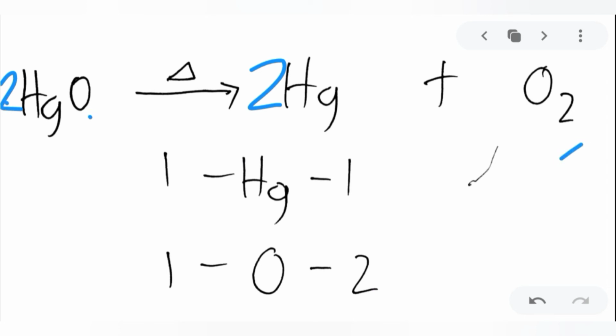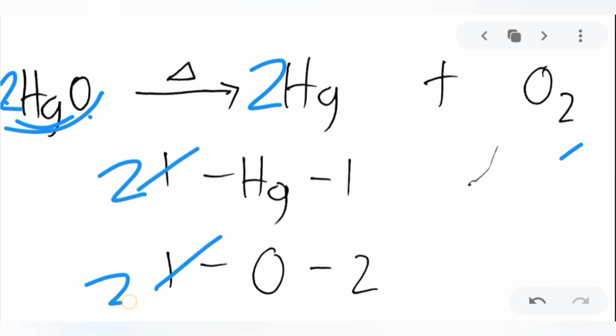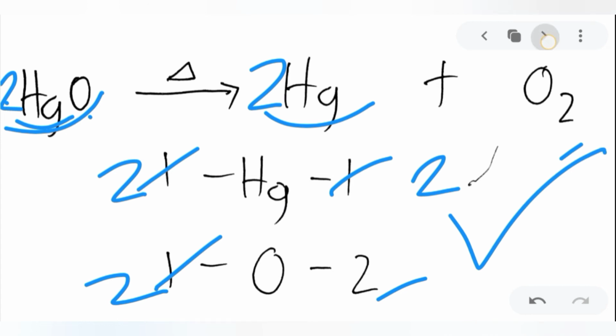So let us check if this is already a balanced equation. How many pieces of mercury? We have 2 pieces of mercury. And then how many oxygen? 2 pieces of oxygen. On the product side, we have 2 pieces of mercury and then 2 pieces of oxygen. So therefore, this equation is already balanced.